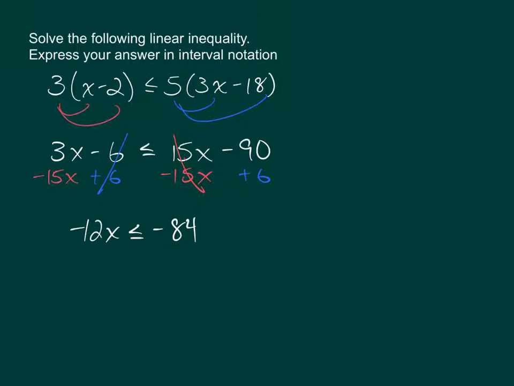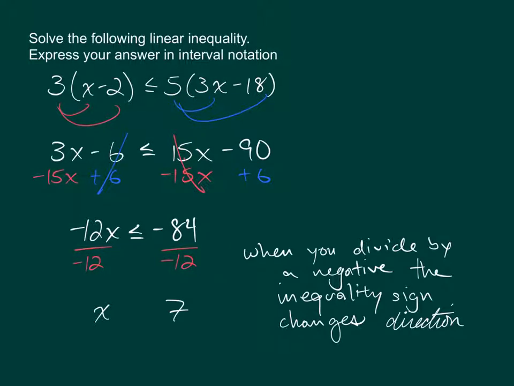The last step here is to divide by negative 12. That's how we isolate the x. And when this happens, we'll get x and 7. But also, since you divide by a negative, the inequality sign changes direction. So that means this inequality sign, since we divided by a negative 12, will change directions. So we read this as x is greater than or equal to 7.